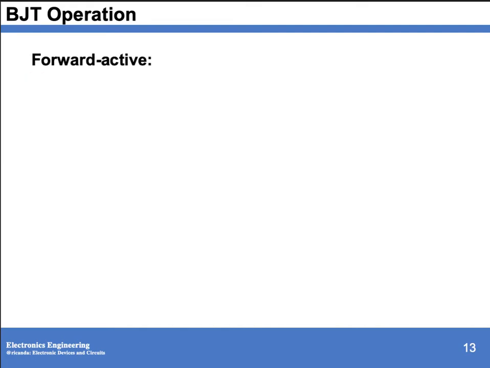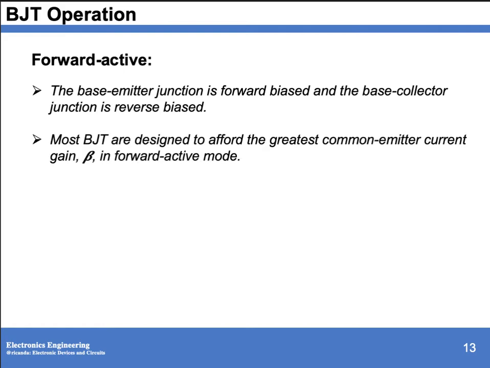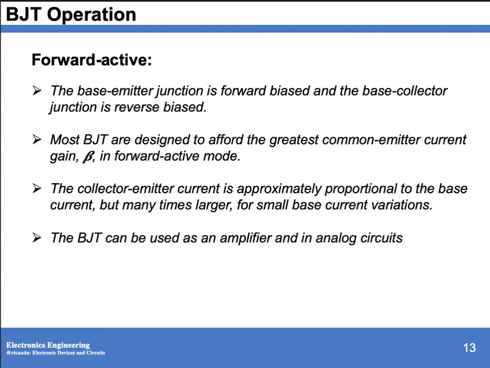So what is forward active? The base-emitter junction is forward biased and the base-collector junction is reverse biased. Most bipolar junction transistors are designed to afford the greatest common-emitter current gain, which is called beta, in the forward active region. The collector-emitter current is approximately proportional to the base current, but many times larger for small base current variation. The bipolar junction transistor can be used as an amplifier in analog circuits.